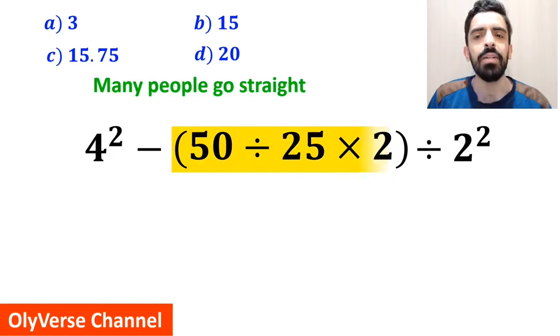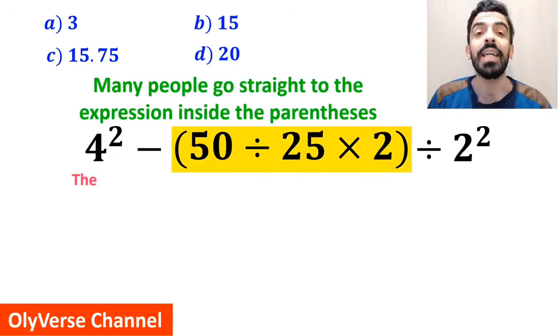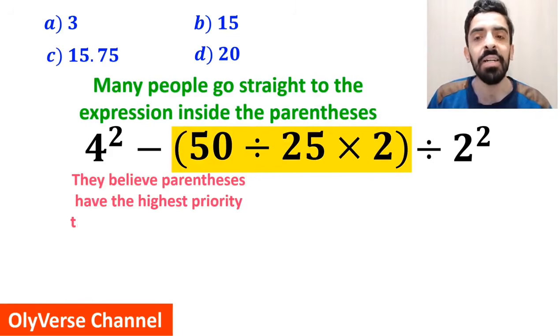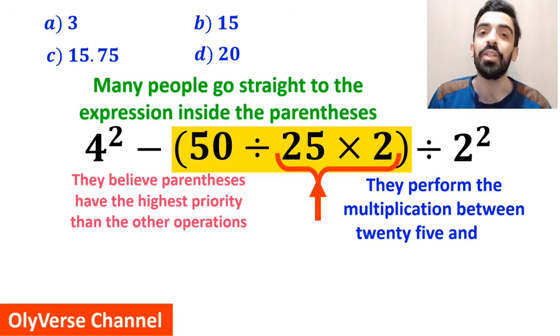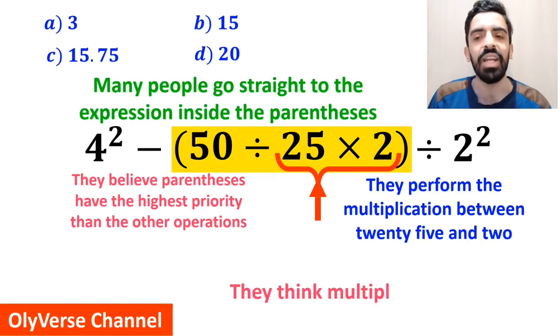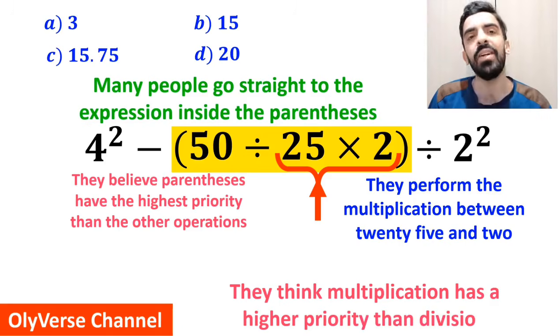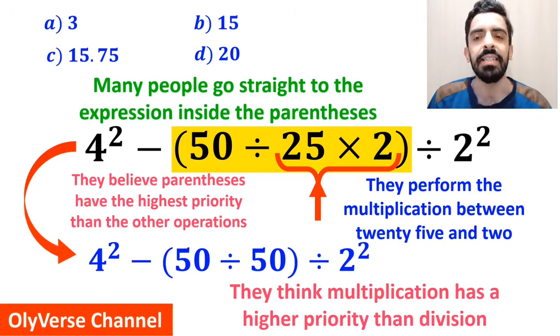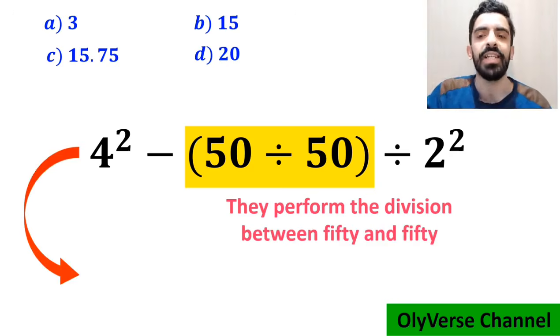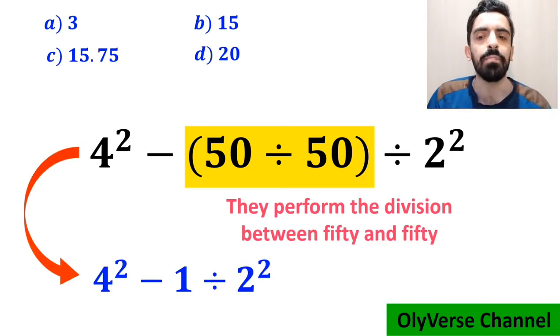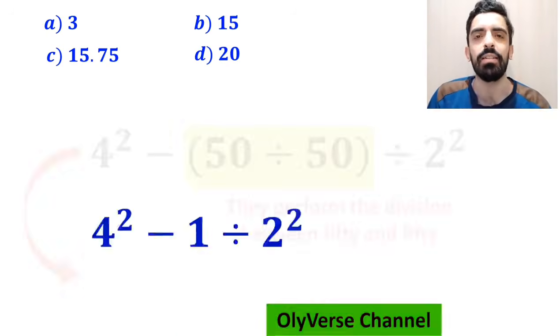At the beginning, many people go straight to the expression inside the parentheses because they believe parentheses have a higher priority than the other operations. And they immediately perform the multiplication between 25 and 2 because they think multiplication has a higher priority than division. So, they simplify this expression and write it as 4 squared minus 50 divided by 50 inside the parentheses, then divided by 2 squared. And the next step, they move on to the division between 50 and 50 and replace this expression with 4 squared minus 1 divided by 2 squared.